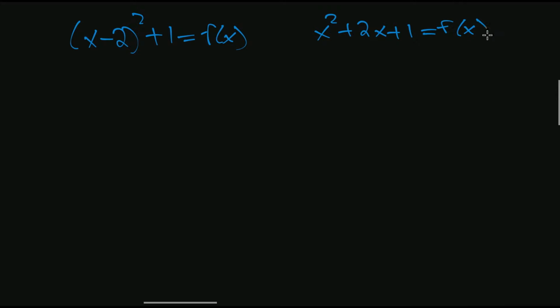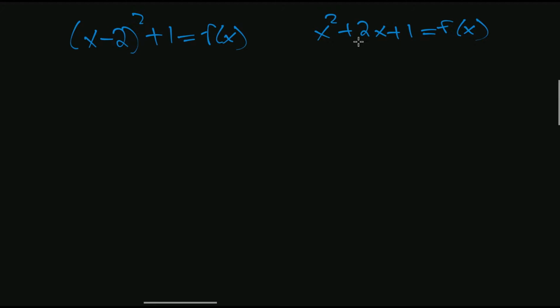So how do we graph a quadratic equation? Well, first of all, you need it in vertex form. An example of vertex form would be f(x) = (x - 2)² + 1. Sometimes you might have it in standard form like f(x) = x² + 2x + 1.